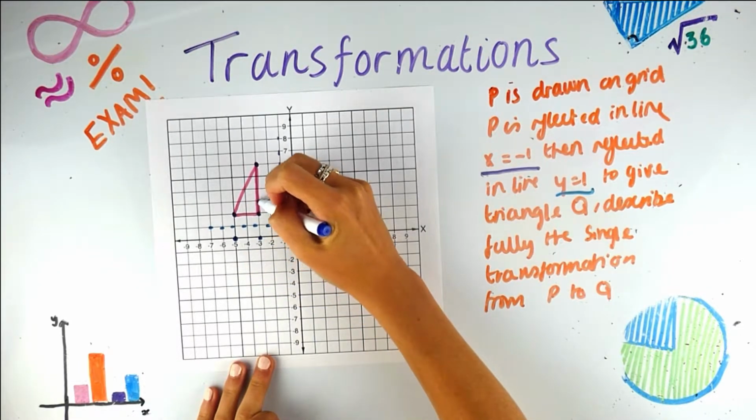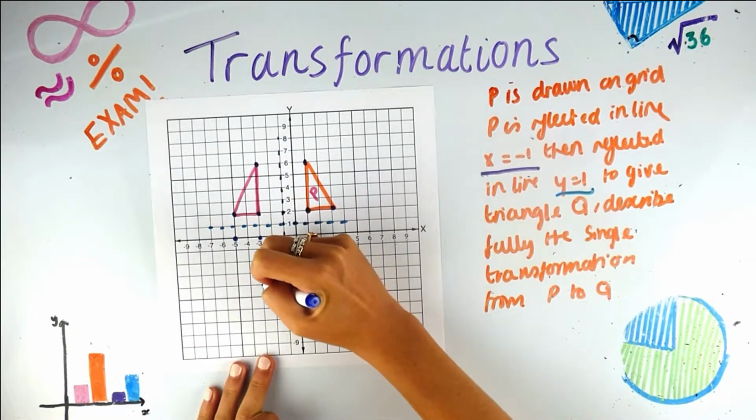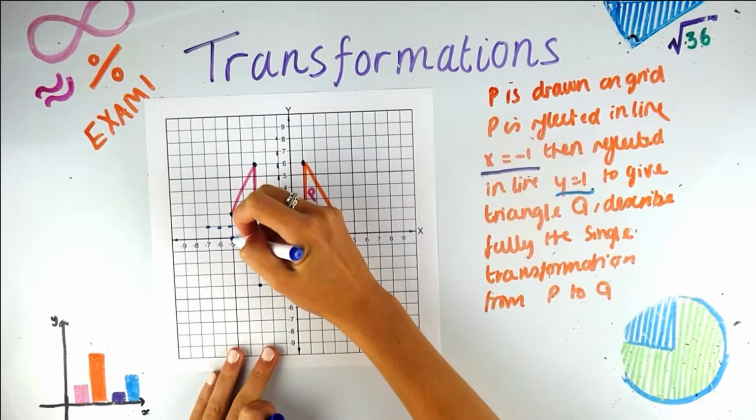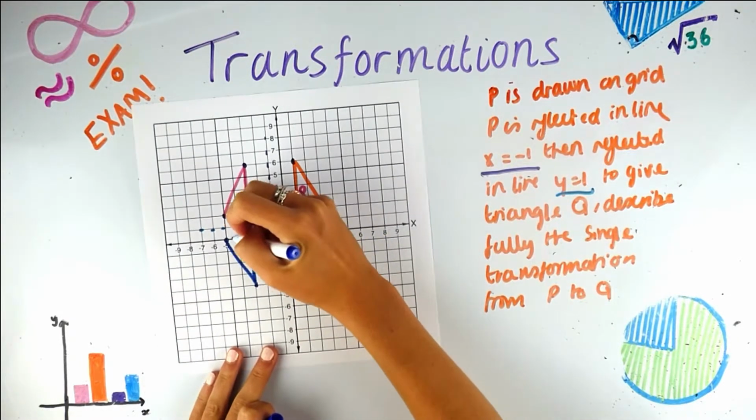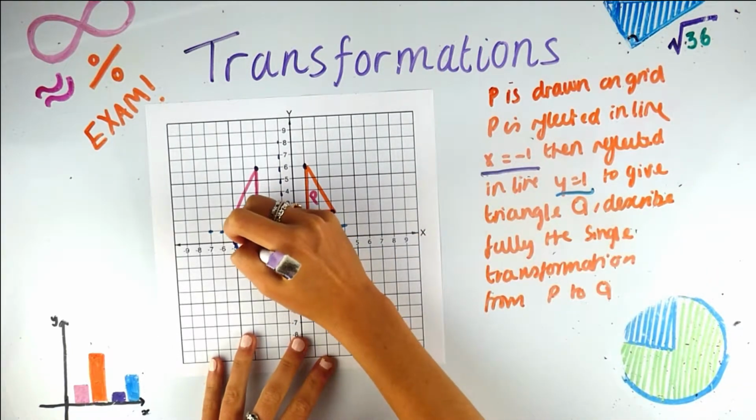This one is 1, 2, 3, 4, 5 away from the line. So we go 1, 2, 3, 4, 5 away from the line. So there are our corners, and now we can just attach them all up. And that is now triangle Q.